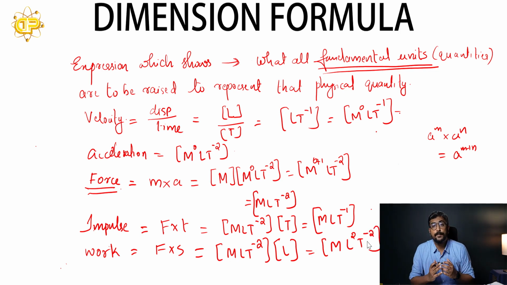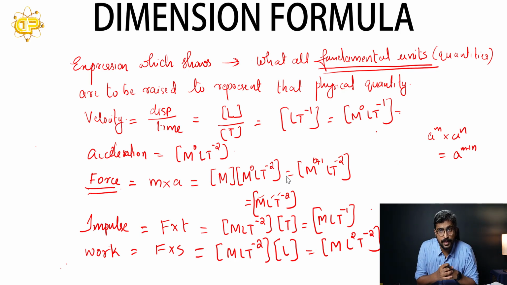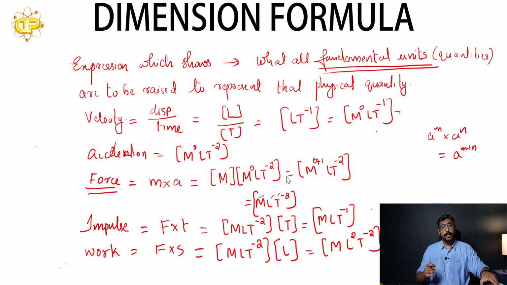Here you are just taking the derived quantities and saying what all physical quantities are involved, and what are the powers raised to that particular corresponding physical quantity. And we call it the dimensional formula. There are many dimensional formulas, and I'm giving you one small homework: what is the dimensional formula of L? L is nothing but linear momentum.